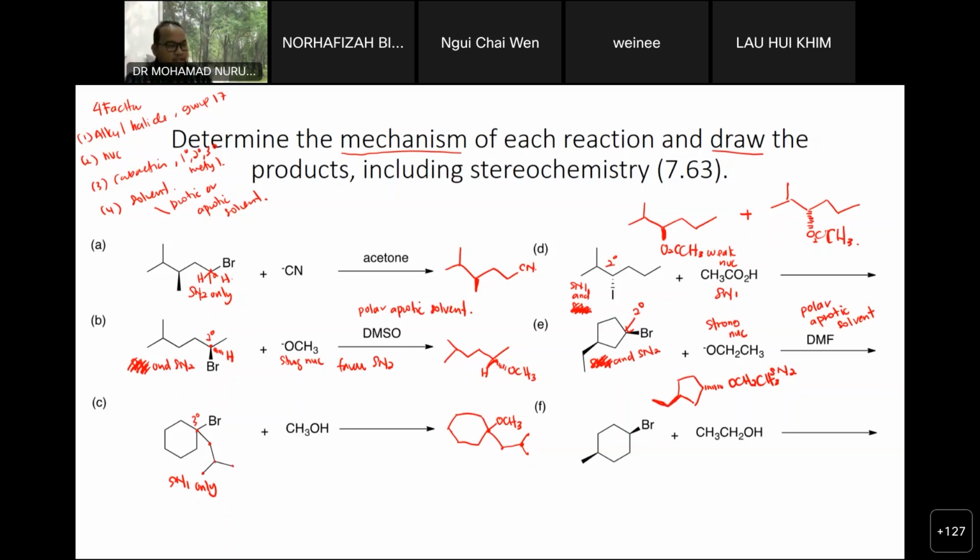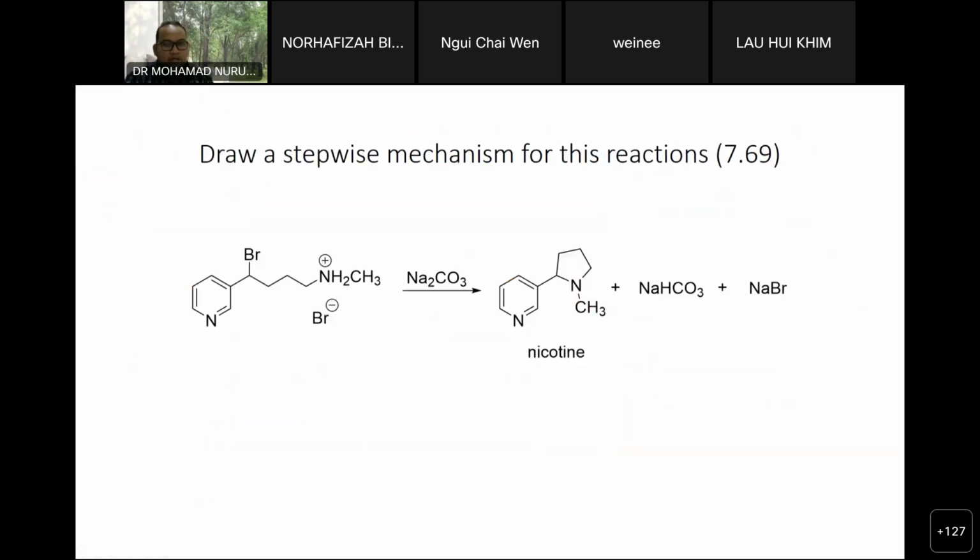The last question, I leave it to you. You can do it by yourself, don't worry too much. So we will go for the next last question. Draw the step-by-step mechanism for this reaction. This is the formation of nicotine. So what you can do is analyze it one by one.